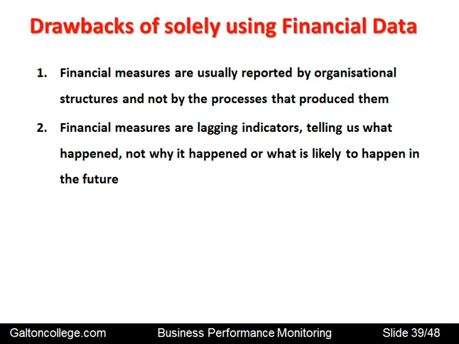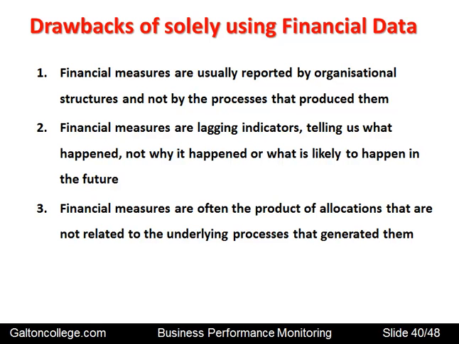Financial measures are lagging indicators. They tell us what's happened. They don't tell us why it happened or what's likely to happen in the future. So financial measures are in the past. The balance sheet was drawn up on a particular day in the past. So decisions are made based on information in the past. They're lagging indicators. And that is another drawback of using financial data for decision-making processes and for planning.